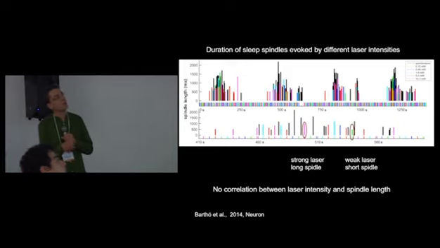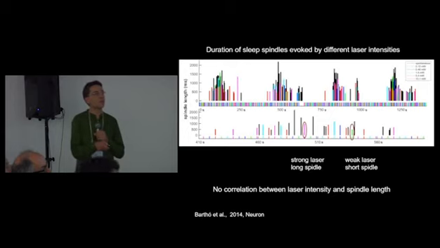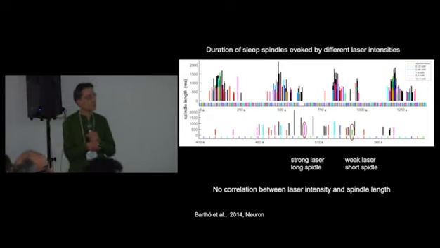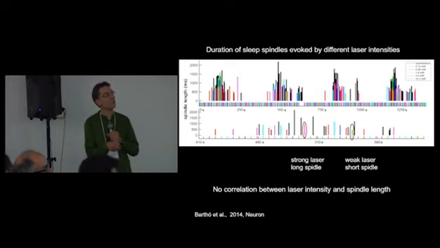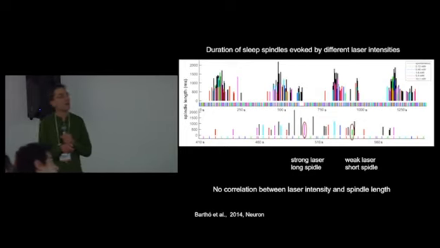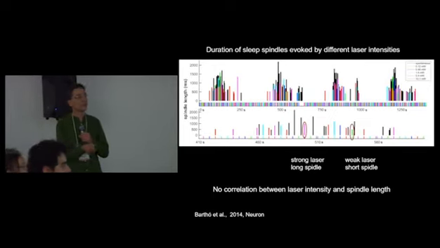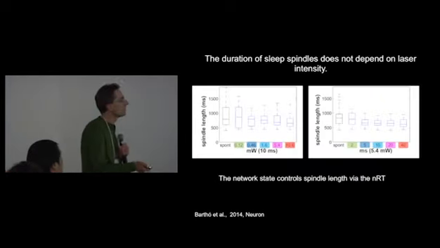But other times, the colored codes indicate that you use 5 different laser strengths. I just show you here a weak laser light, which is supposed to induce a long spindle, but actually it induces a short spindle. And I also show you a strong laser light, which, instead of inducing a short spindle, actually induces a long spindle. So apparently, our hypothesis 2 is valid. So there is no correlation between the laser intensity and the spindle duration.